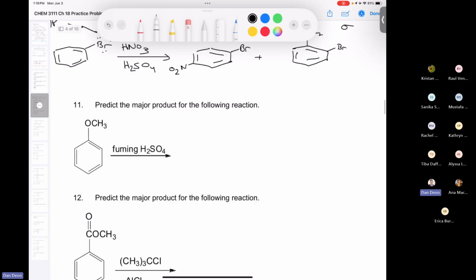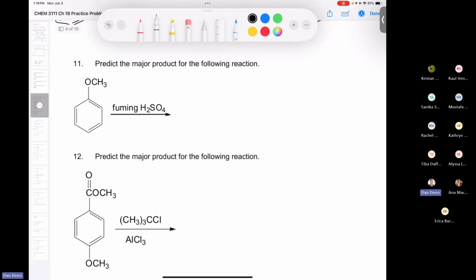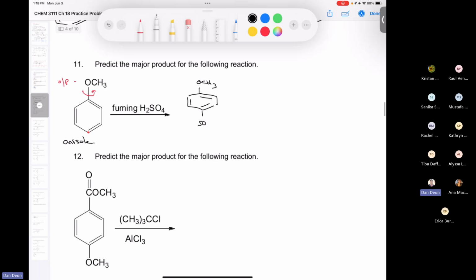The next one is predict the major product for the following reaction. So we've got some fuming sulfuric acid. And this guy, if you remember, this is called anisole. And anisole has a methoxy group, and that is an ortho-para director. But of course, the methoxy group has free rotation around here. And so we're going to get most of our substitution in the para position. And we're going to put a sulfonic acid in there. So this one's a pretty quick one. We put our alkoxy group like this, and then we put our sulfonic acid, SO3H, there we go, like that.